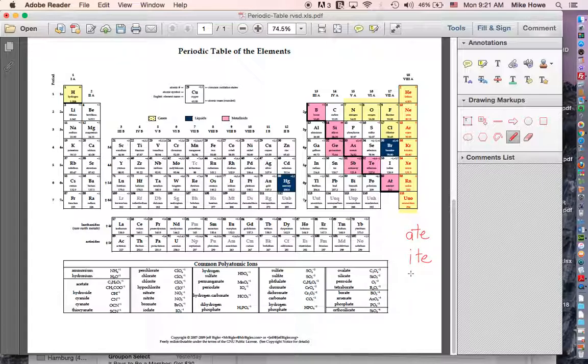Now, there are a couple other prefixes too. I'll just mention those real quickly. We all know that hypo is a prefix that means less than, like if you're hypoactive, you're underactive. So if we have hypo-ITE, that would mean one less than whatever the ITE was.